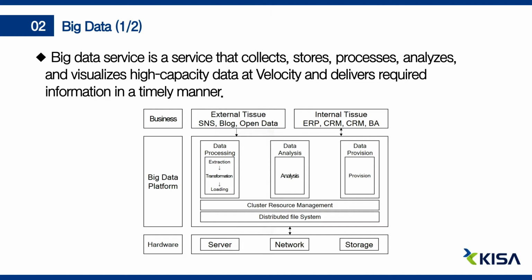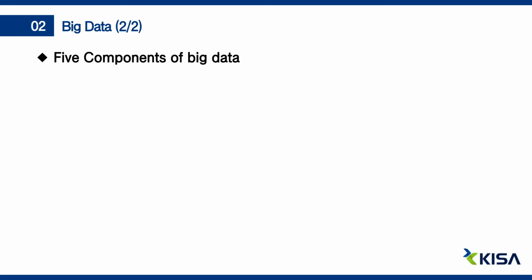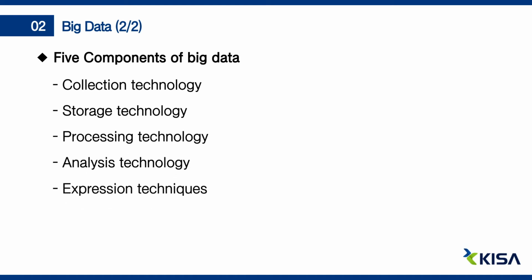organization. It uses various ecosystems based on big data platforms such as Hadoop in large distributed computing environments using clusters. The components of big data consist of collection technology, storage technology, processing technology, analysis technology, and expression technology for the data. Collection technology is designed to collect vast amounts of big data. Collection technology-related open-source software includes Flume, Scribe, Chukwa, and Sqoop.